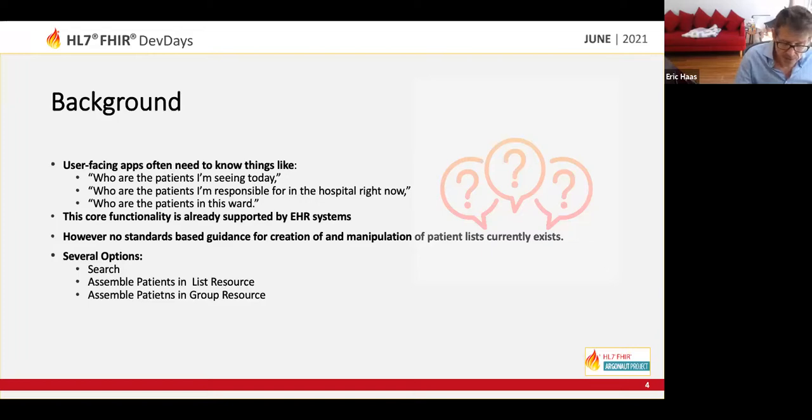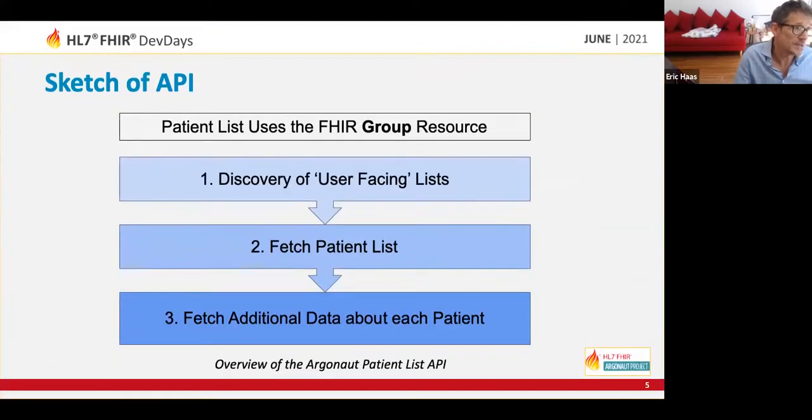So from all this discussion initially, we came up with a basic outline or a sketch of our API. And this is the overview of the Argonaut Patient List API. First of all, patient lists is centered around using the FHIR group resource. And there's reasons for that. We'll go through that in a little bit here. But this basic API is simple. It's very simple, 3 steps.